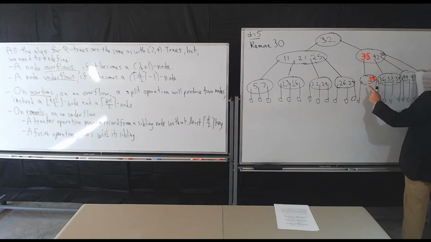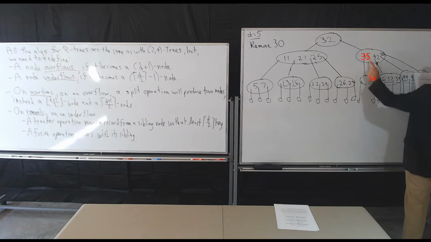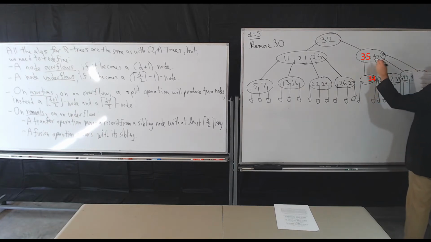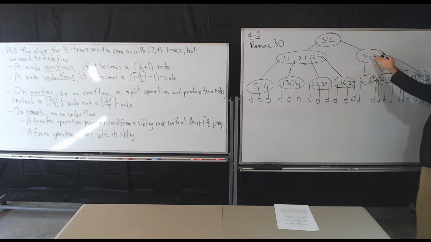Actually, I'm looking at this now. That's not supposed to be a 32. That's supposed to be a 35. That would explain it. My apologies, everybody. Yeah, that's a 35 here. For some reason I wrote it down as 32. So let me fix that. So now I have 35 here.